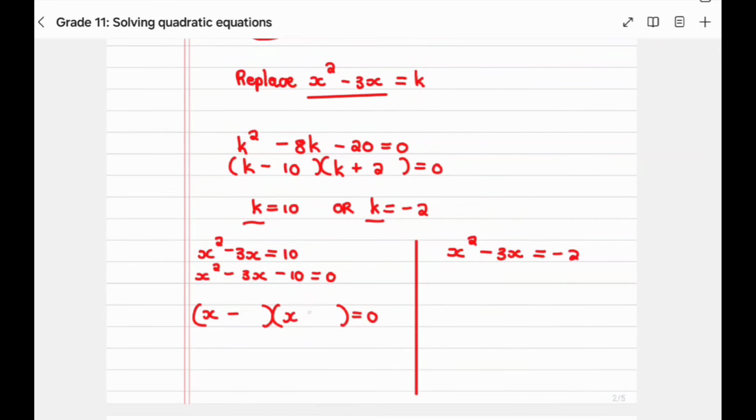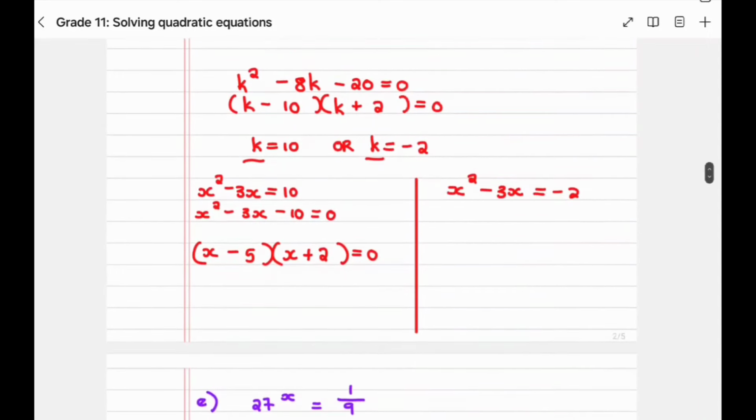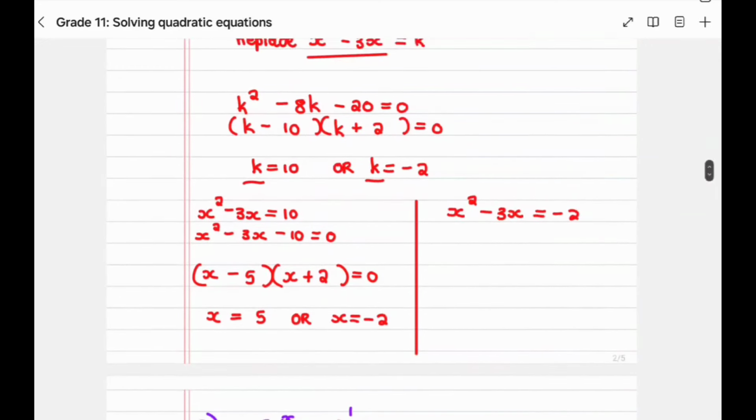The signs are different. The first one's a minus. 5 times 2 gives you 10. Minus 5 plus 2 gives you negative 3. Always just double check. So x is either 5 or x is negative 2. And then this side as well. x squared minus 3x plus 2 is equal to 0.